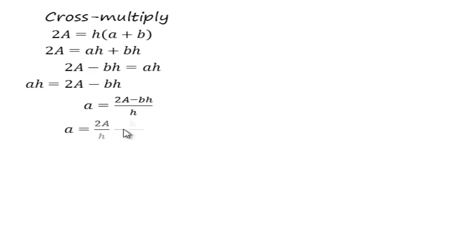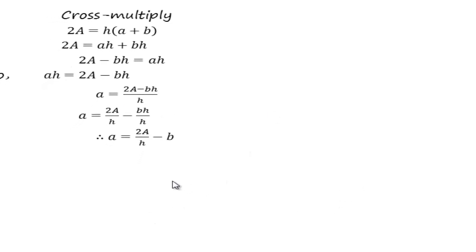So that is it. Now you can separate it like this. That is 2A divided by H minus BH divided by H. So H can cancel H here, which leaves minus B on this side, so A equals 2A divided by H minus B. If you leave it this way, you are going to get your answer.